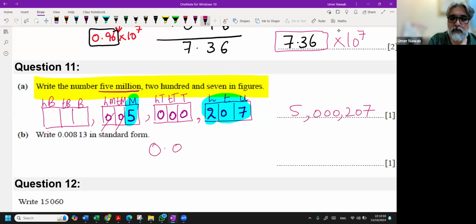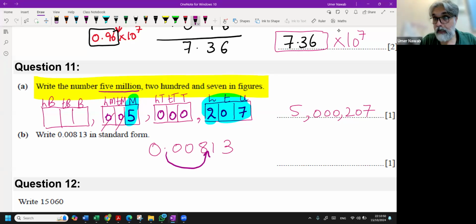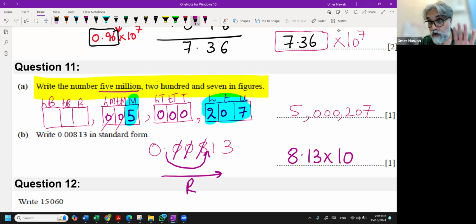Then 0.00813 in standard form. Standard form again tells me I have to write the number between 1 and 10. So can I push the decimal? Push the decimal from left to the right after 8. How many digits did I cross? 1, 2, 3. I'm going to write 8.13 into 10 raised to power. When you move to the right forcefully, you push the decimal, you get the opposite power. It is -3.